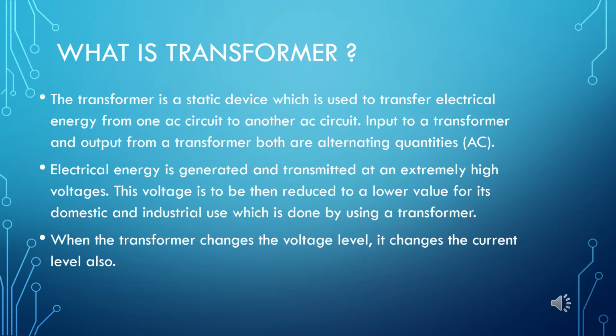What is a transformer? A transformer is a static device which is used to transfer electrical energy from one AC circuit to another AC circuit. Input and output from a transformer both are alternating quantities. Actually, electrical energy is generated and transmitted at extremely high voltages. This voltage is then reduced to a lower level for domestic and industrial use, which is done by using a transformer. In a transformer, when the voltage level changes, the current level also changes.